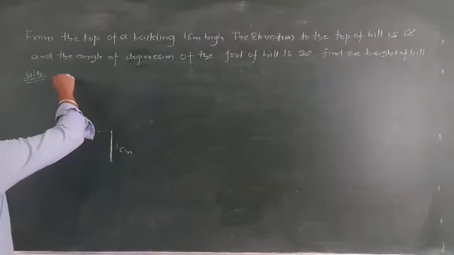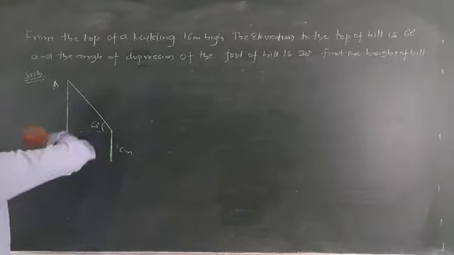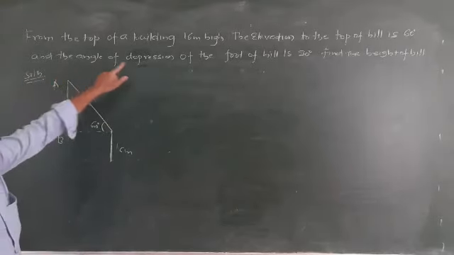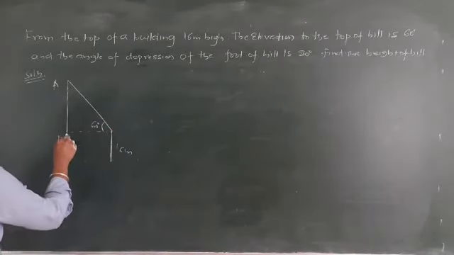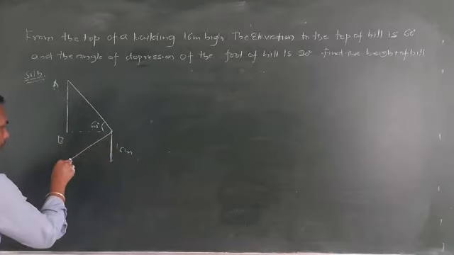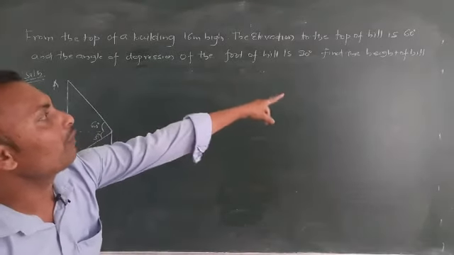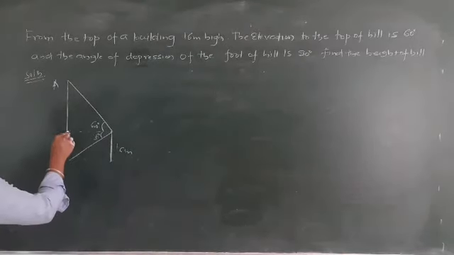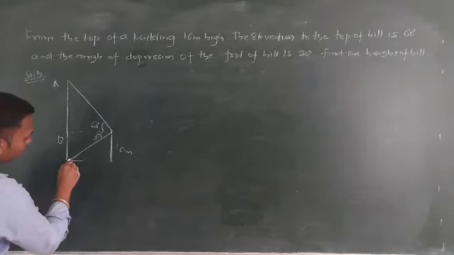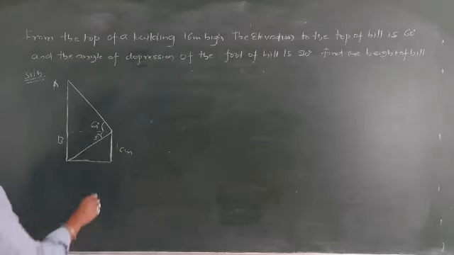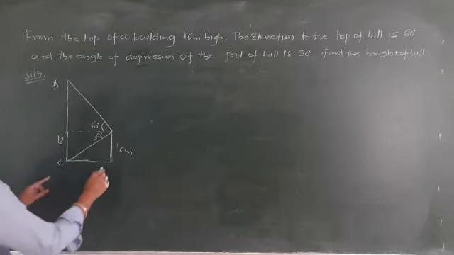This is the top of the hill. The elevation we need to draw here, and how much have they given? 60 degree. And the angle of depression to the foot, so from here to here. The angle of depression to the foot, how much have they given? It is 30 degree. Find the height of the hill. Then we need to find the height of the hill. So how much is the height of the hill? Now let me take, this is A and this point is B. Let me take this is C and this is D.